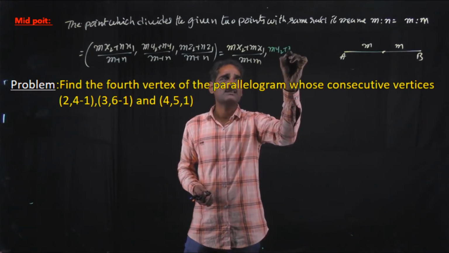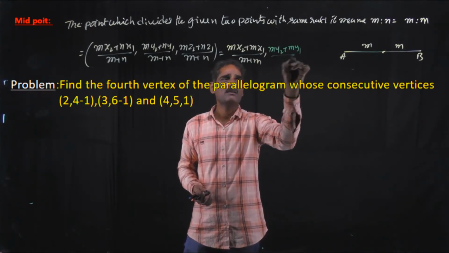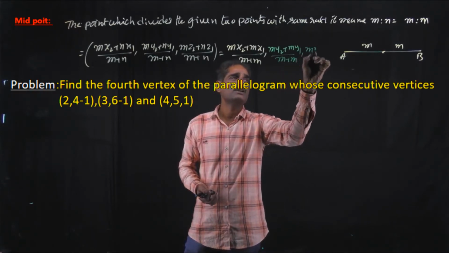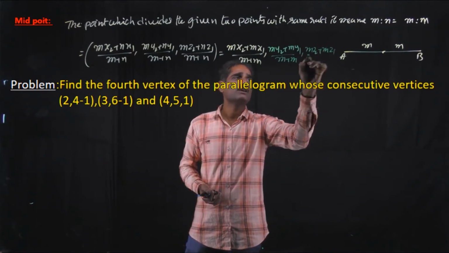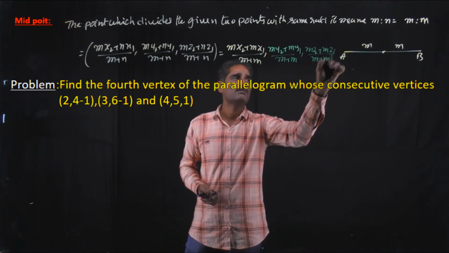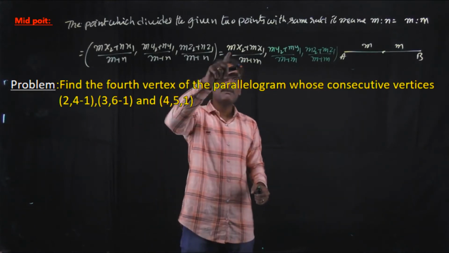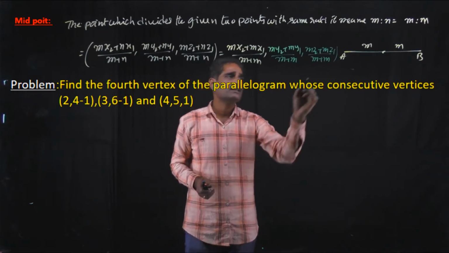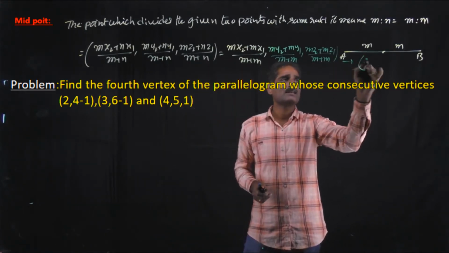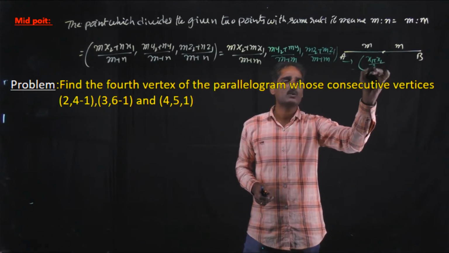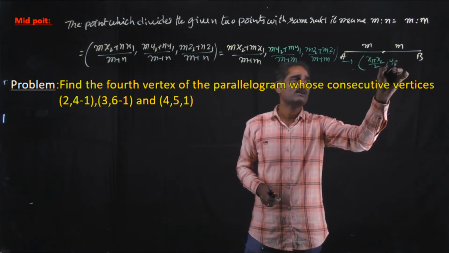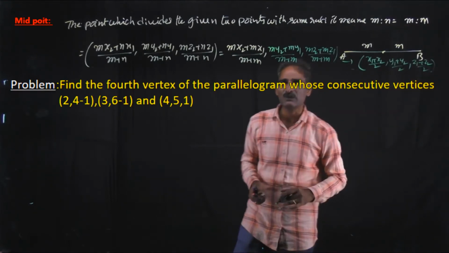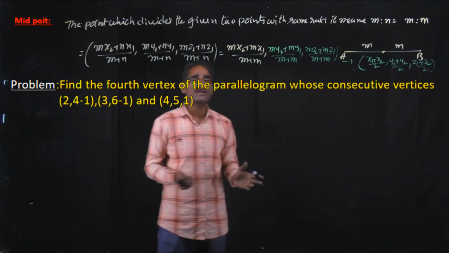my2 plus my1 by m plus m, and mz2 plus mz1 by m plus m. What will happen? M into x1 plus x2 by 2m, m get cancelled. Then therefore, from this we will get x1 plus x2 by 2, y1 plus y2 by 2, z1 plus z2 by 2. This is the formula for the midpoint of the line segment joining A and B.